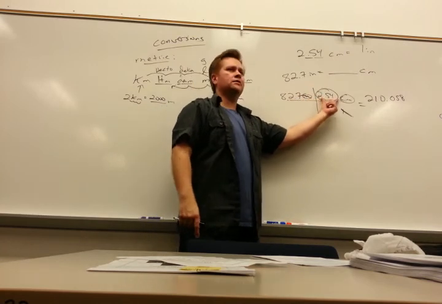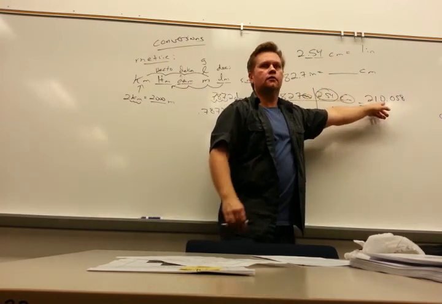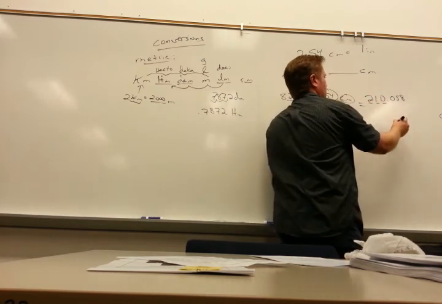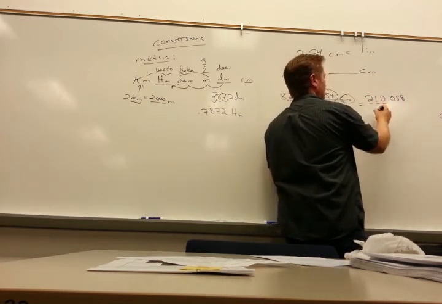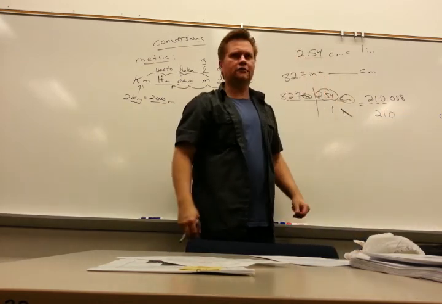Which happens to be the same as that, but look at it. So I got 3 sig figs here. My answer better have 3. And so I need 1, 2, 3. Now here's the evil part, right? So what should it be? 2.10. 210. Why is that evil?